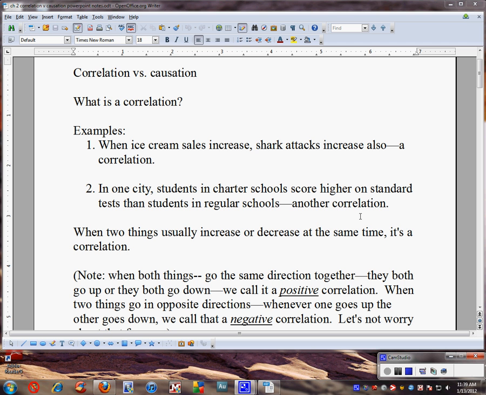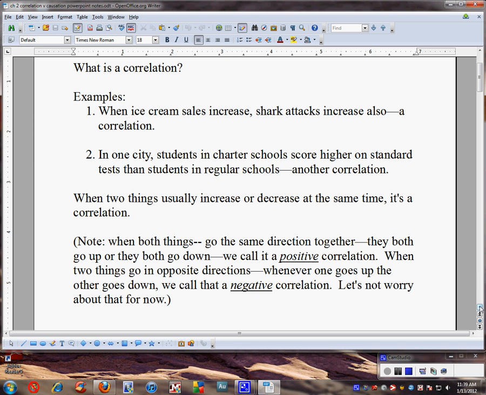Okay, so one thing to note is when both things go the same direction, like when one goes up, the other goes up, or when one goes down, the other goes down, we call that a positive correlation. The two variables sort of stay close together. When they go in the opposite direction, when one goes up, the other predictably goes down, or vice versa, that we call a negative correlation. Doesn't really matter too much for what we're going to talk about today. I'm just going to stick with positive correlations.